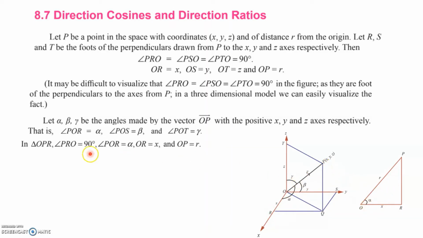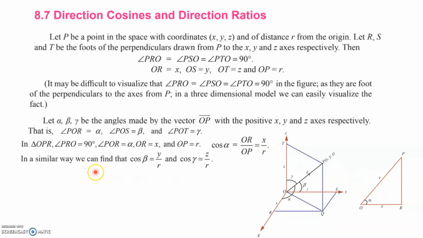You can see in this triangle that POR is alpha. Now, in the triangle OPR, our angle PRO is 90 degrees, and the angle POR is alpha, and OR is x, and OP is r. So we can define cos alpha as OR by OP, so adjacent side by hypotenuse, which is x by r. Similarly, we can find cos beta and cos gamma to be y by r and z by r respectively.